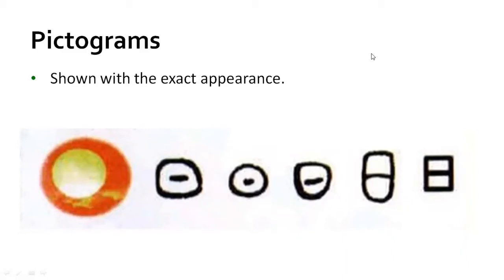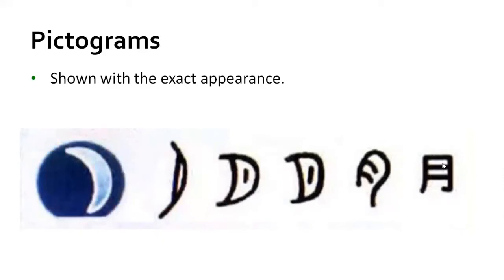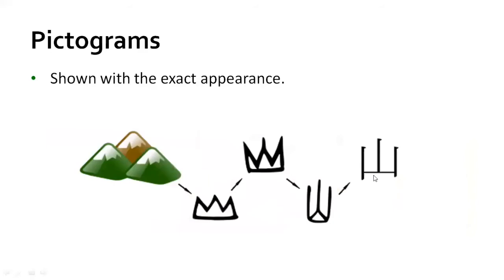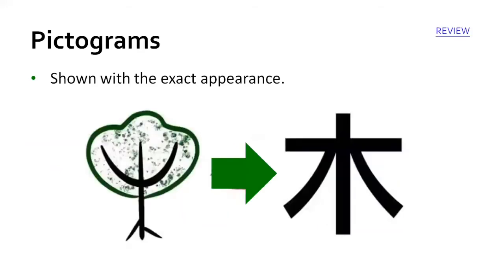Pictograms. With this kind of character, you can tell the meaning of the word just by its appearance. These things that look like a sun transformed into the character we now use to signify the word sun, 日. And these things that look like a moon transformed into the character we now use to signify the word moon, 月. And this is mountain, 山. And this is tree, 木. Now you probably can tell, right?